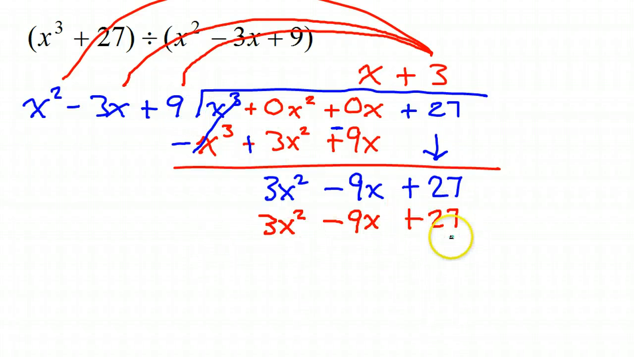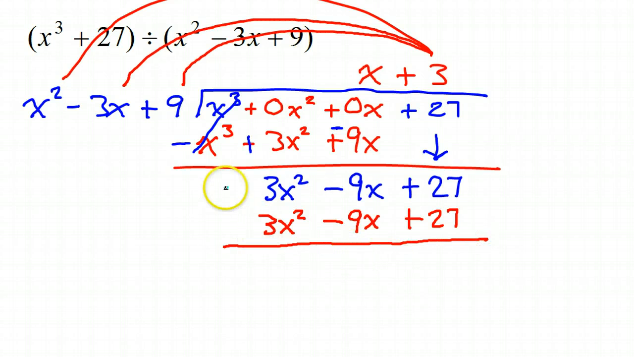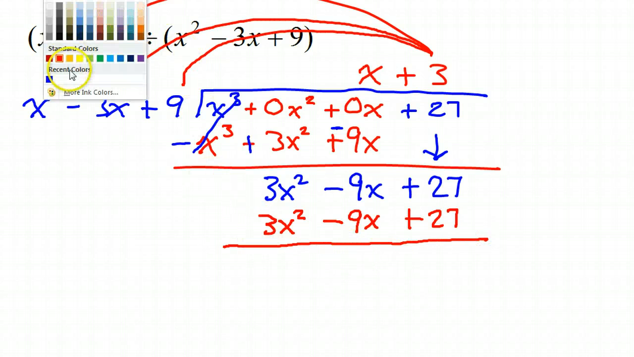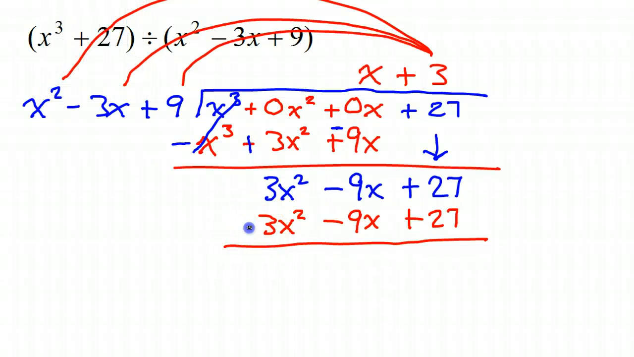Alright, now it won't always come out like this. Sometimes there's a remainder, but in this case, once I subtract by changing the signs, all of these cancel out. So that means this divides in evenly. I get a remainder of 0. So that means what I have right there, that x plus 3, that's going to be the final answer.